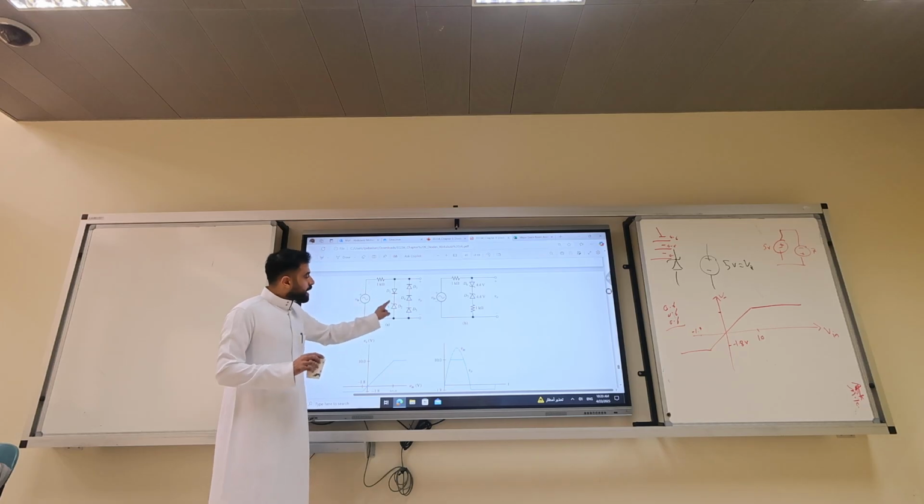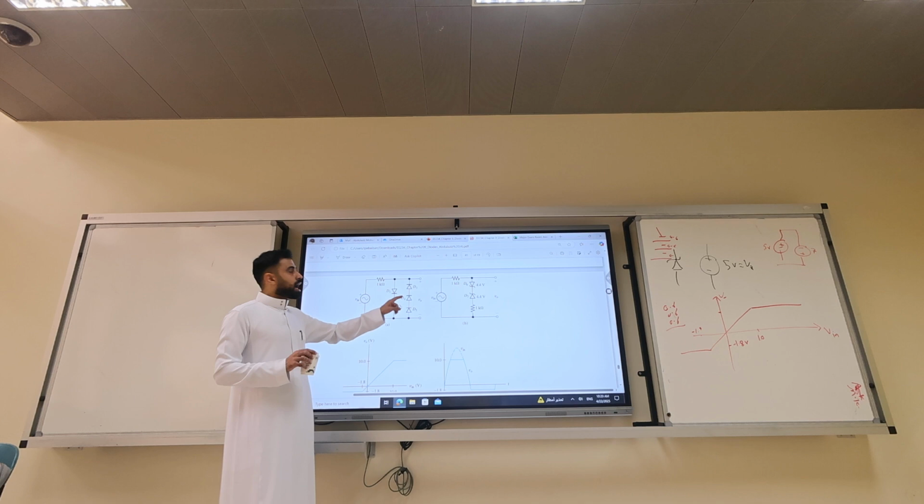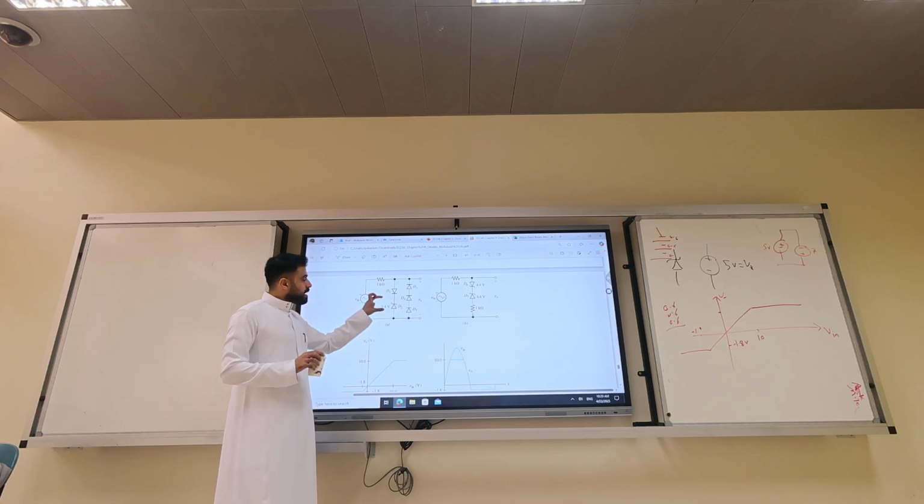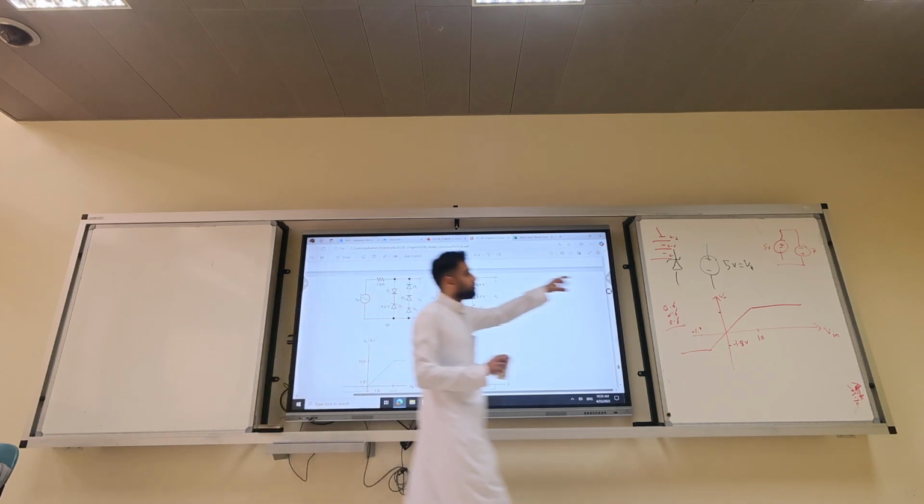When one of those branches is on, we impose a battery model, either minus 1.8 in this branch or 10 volts positive in this branch. Remember, this is a Zener diode, it will give you 10 volts.